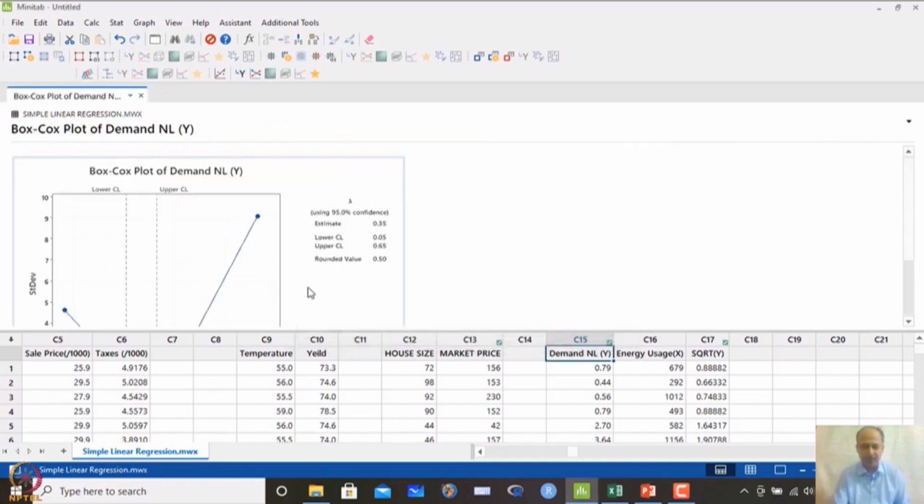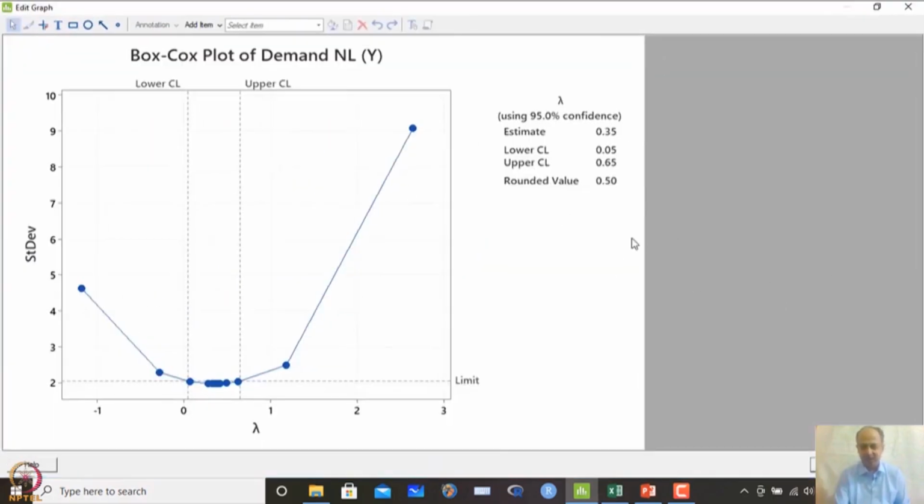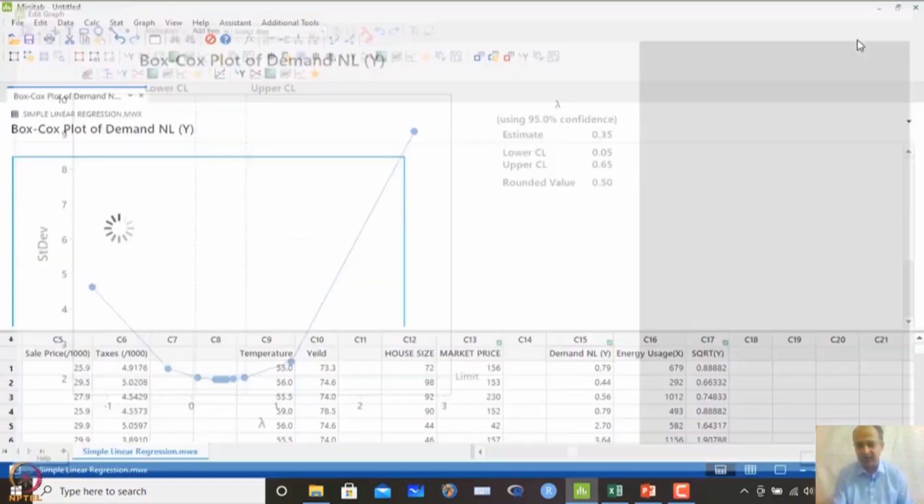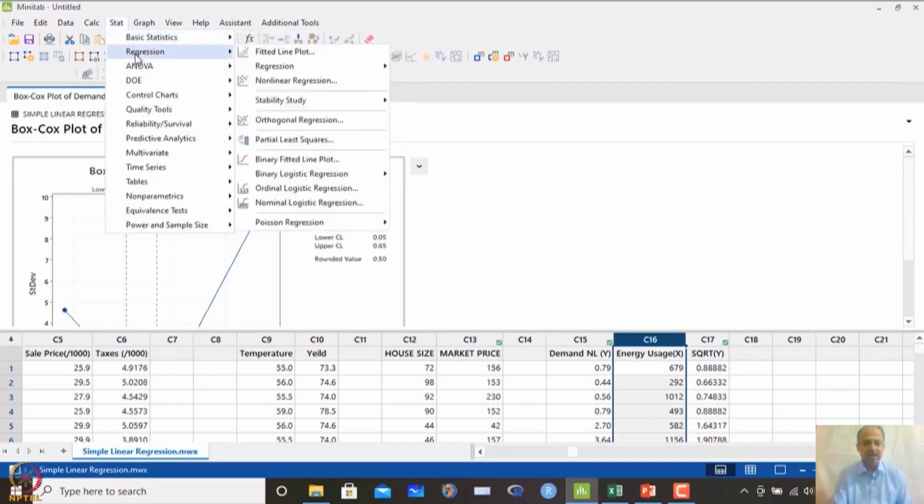If you click OK, Box-Cox will recommend what transformation is required. Here you see the estimated value is 0.35, but you can round it off, because the lower and upper confidence interval includes this. So we can consider 0.5 as the rounded value, because lambda to the power 0.5 is understood by many people: that is the square root transformation. So the square root of y is required. I have taken the square root of y in C17, and then I have regressed C17 with C16. Then I fit the regression model.